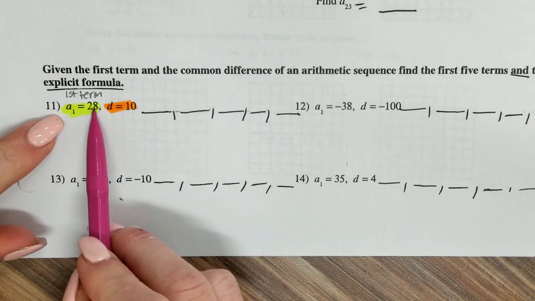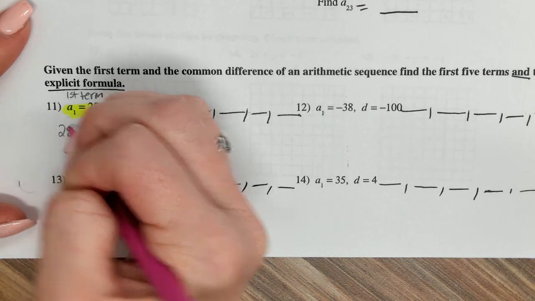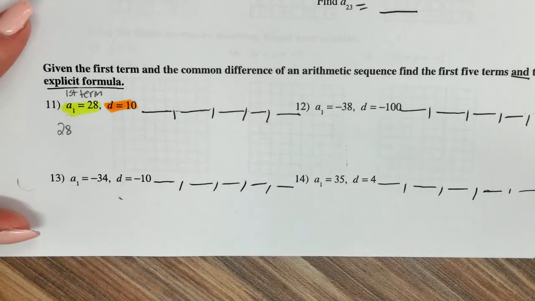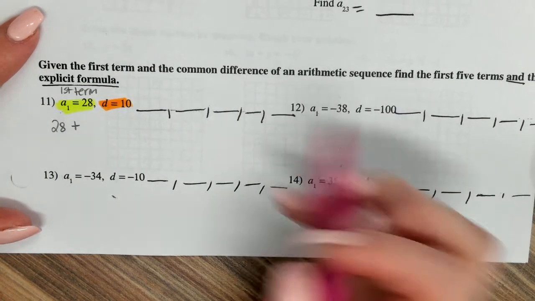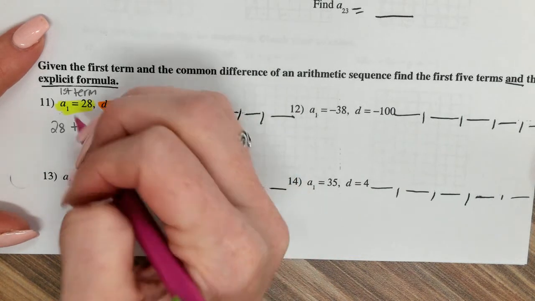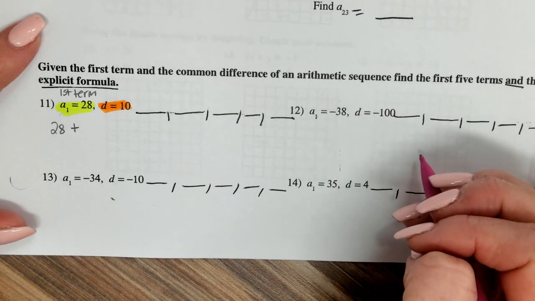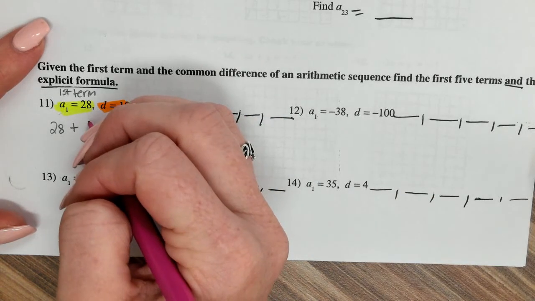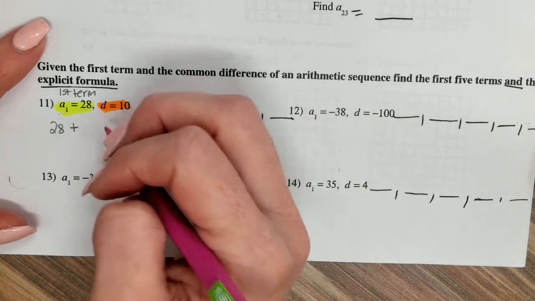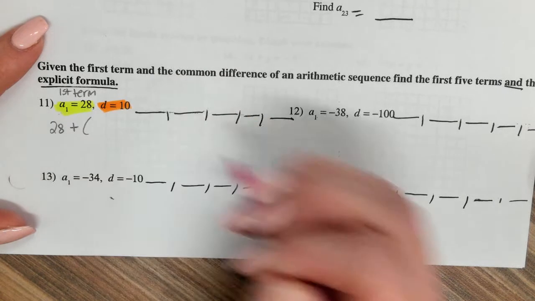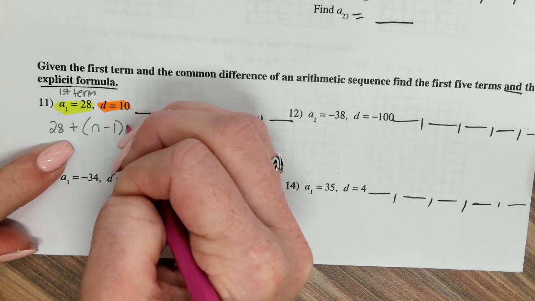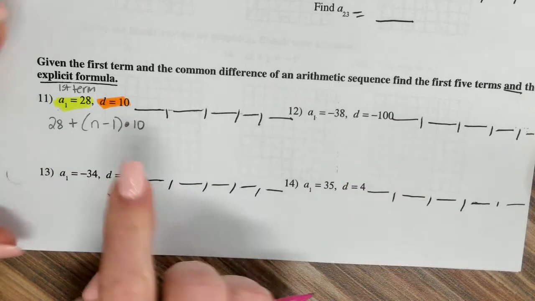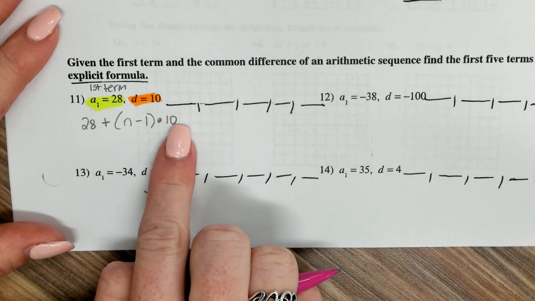Okay, what is the first term? 28. Okay, plus what am I doing? I just totally lost my train of thought. Yeah, so let me see, because the way I did it here was different, but I think I just did it in my head. So I would have my open parentheses, my number minus 1 times, what's my D going to be? 10. Okay, so what you're going to do here is you're going to distribute that 10.